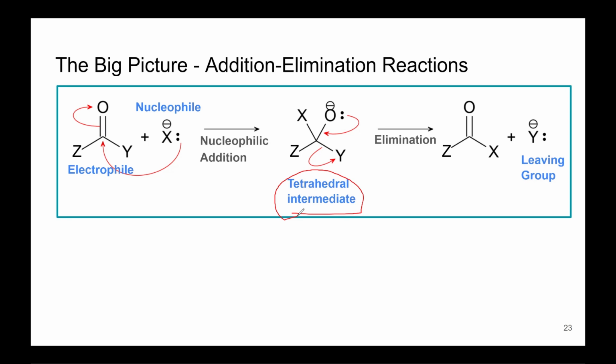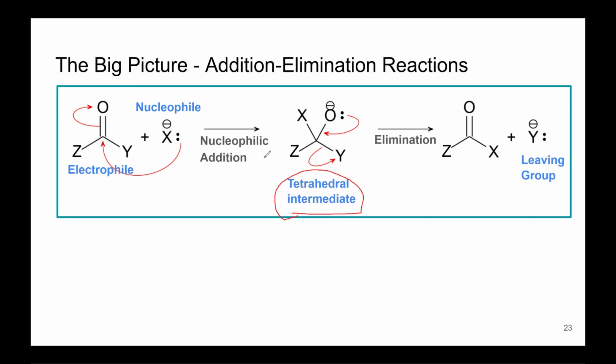So, quick recap: the tetrahedral intermediate might be stable or it might not be stable. In a case where it's stable, you can do a workup to protonate this oxygen, so you can get an organic product as your final product of the reaction. Or if it's unstable, then this lone pair can come down and kick out the nucleophile, and you will get back your starting material, your starting electrophile. So that's a reversible nucleophilic addition.